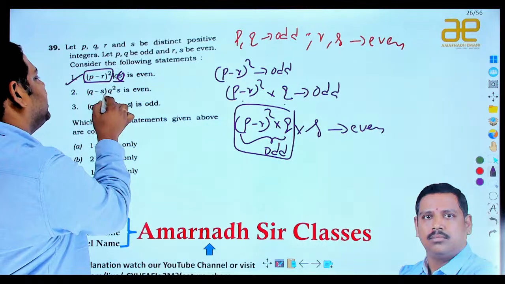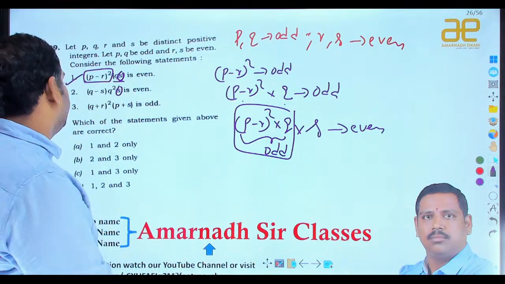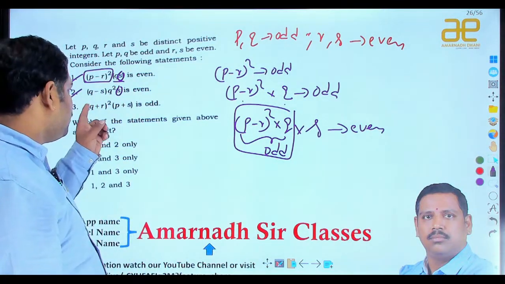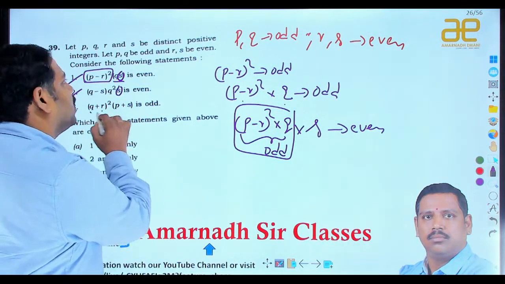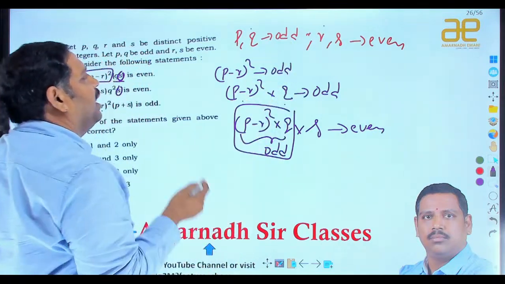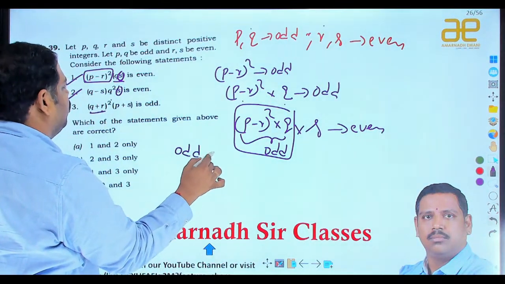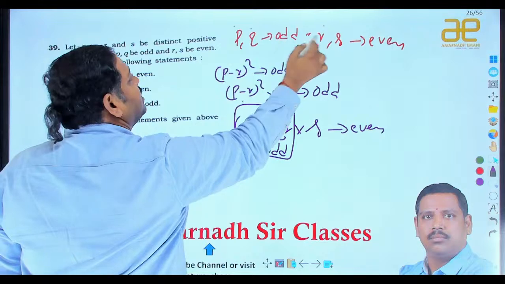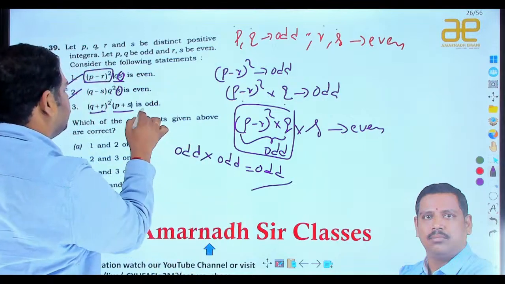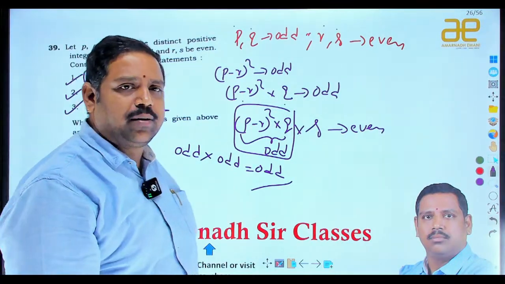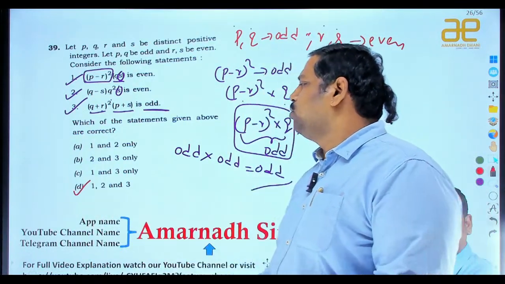Here, Q minus S into Q square into S is even. S is an even number, right? So even into anything is even only. So the second one is also correct. Q plus R whole square into P plus S is odd. Let's verify that. Q plus R: Q means odd, R means even, even plus odd means odd only. Odd number square will be an odd number, into P plus S. Odd plus even means again an odd number. Odd into odd means again you will get an odd number. So he said this is also an odd number. So the third one is also correct. First correct, second correct, third correct means all are correct. So we can say all 1, 2, 3, that is D is the answer.